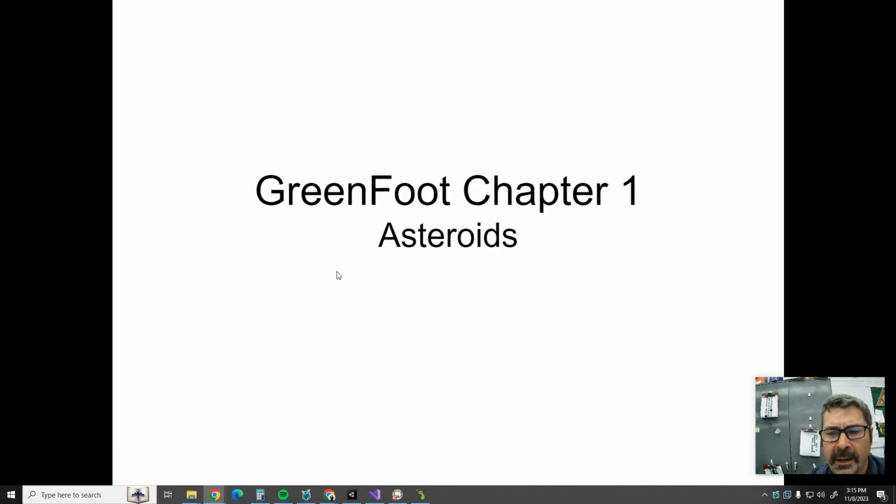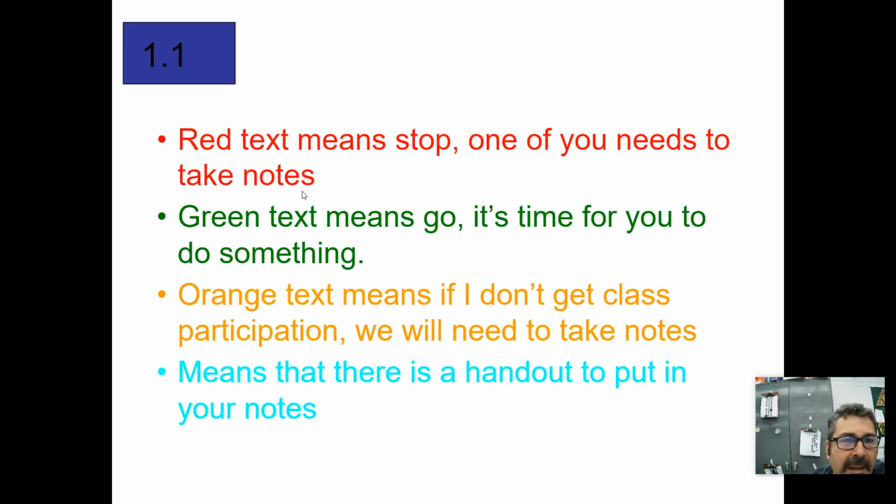All right, ladies and gentlemen and programmers, we're going to do Greenfoot Chapter 1, the second part, Asteroids. Same thing: red text means stop, green text means go, do what I say. Orange text means never, that was old. We don't do that anymore.